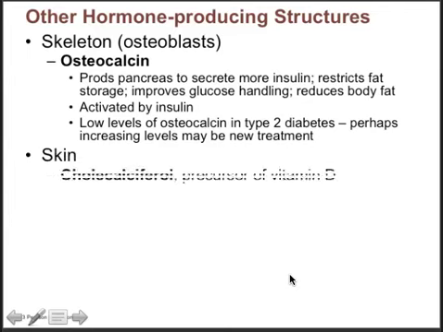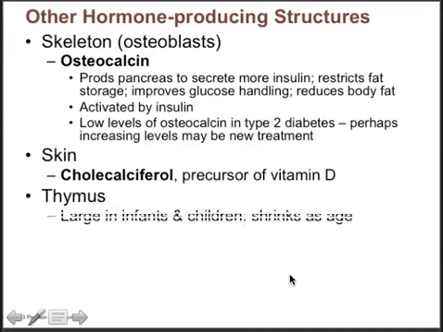And the skin produces cholecalciferol, which is a vitamin D precursor, and it requires that A, you consume vitamin D in your diet, but B, you expose your skin to the UV rays of the sun in order to produce this active component of vitamin D.